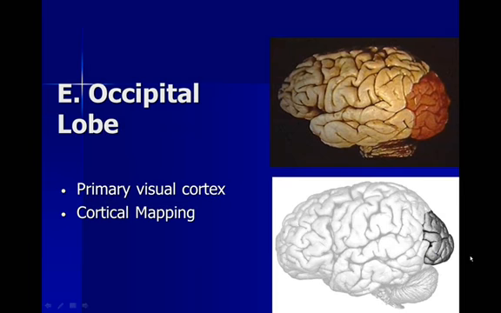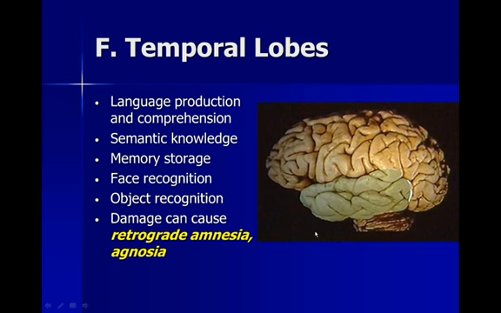The occipital lobe at the back of the brain, all it tends to do is vision. It's where the primary visual cortex is. There is cortical mapping of visual space in this area. Lots of pre-processing of vision occurs in this part of the brain.